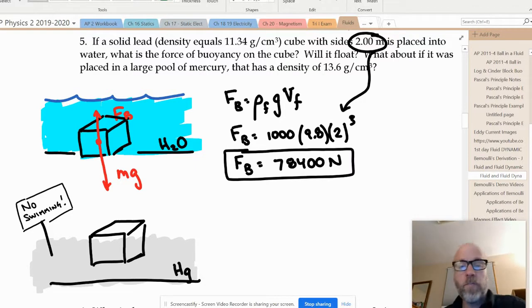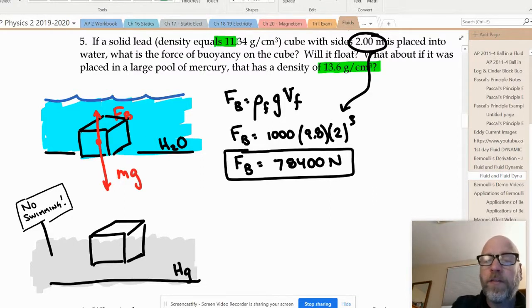Next, what if it's sitting in a large pool of mercury? Well, we can see that the density of mercury is greater than the density of the lead. So if I look at that, it will float.